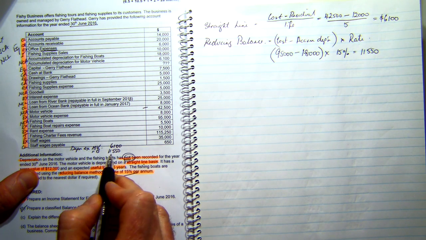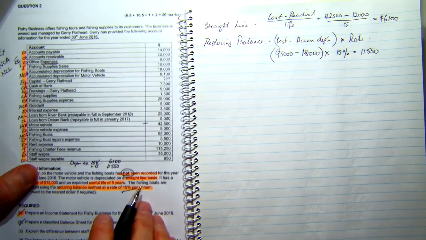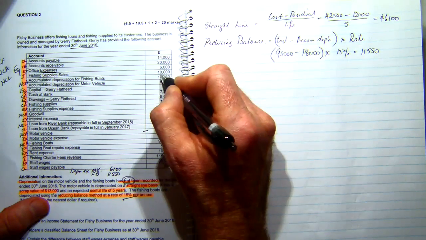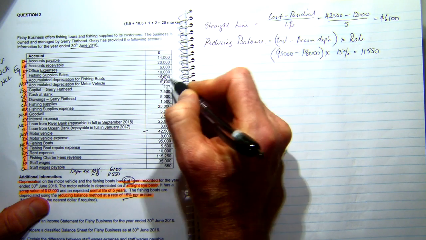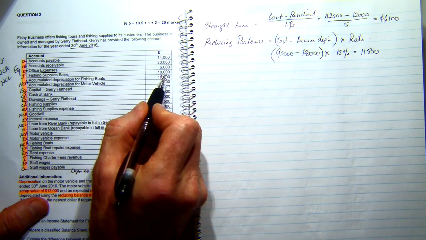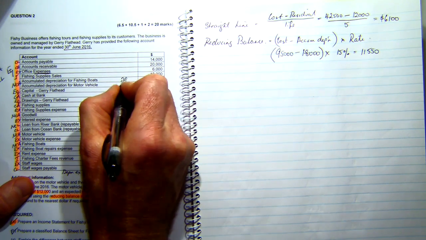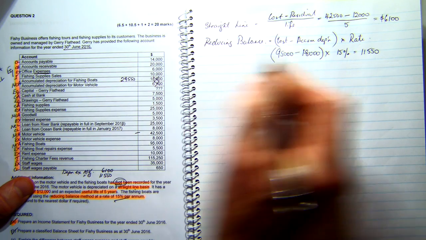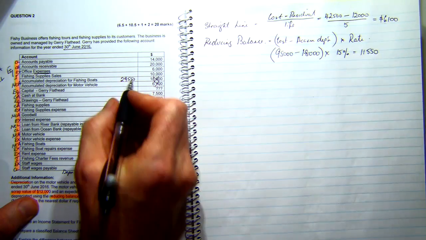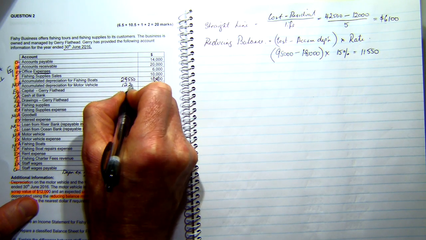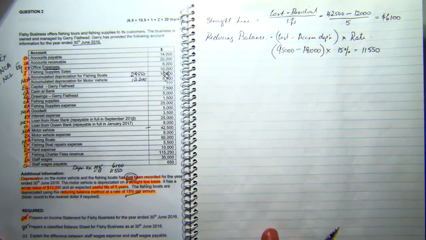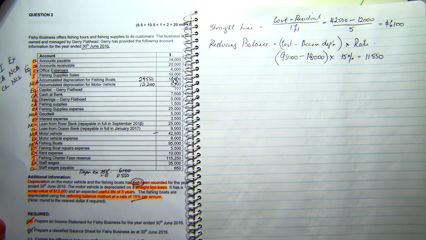So I've got two more items in my income statement than I previously would have had. But also that means that my accumulated depreciation here is incorrect and here is incorrect. So I'm going to have to add in 11,550 to my fishing boat. So 18,000 plus 11,550 will give me 29,550. And 6,100 plus my 6,100 will give me 12,200. So I just cross those out so when I'm preparing my income statement that everything works out okay.